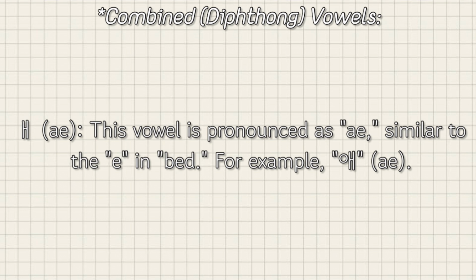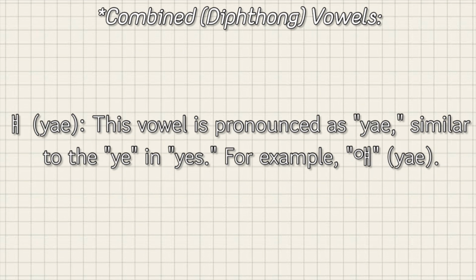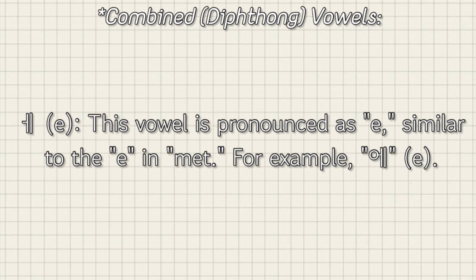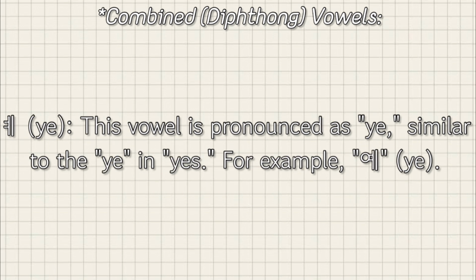Now let's see the combined or the diphthong vowels. Ae. This vowel is pronounced as ae, similar to the e in bed. For example, ae. Yae. This vowel is pronounced as ye, similar to the ye in yes. For example, yae. E. This vowel is pronounced as e, similar to the e in met. For example, e. Ye. This vowel is pronounced as ye, similar to the ye in yes.